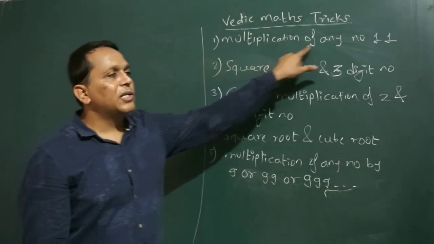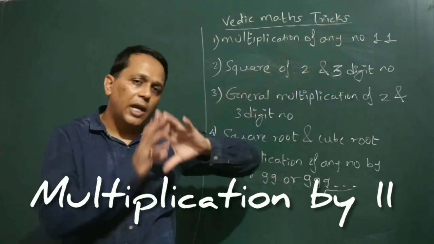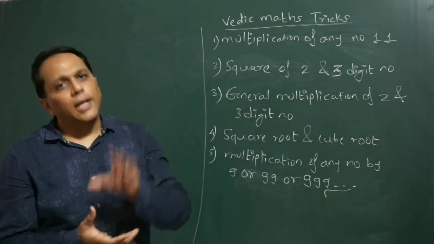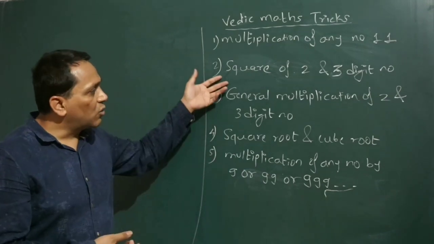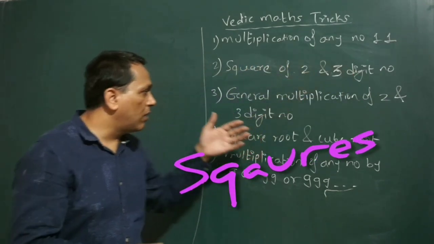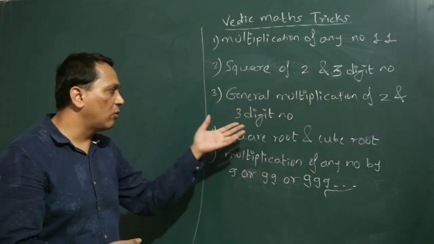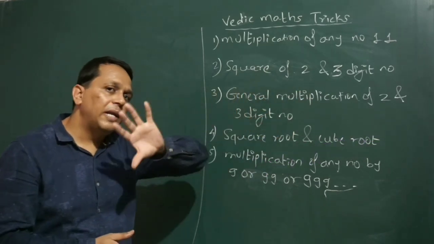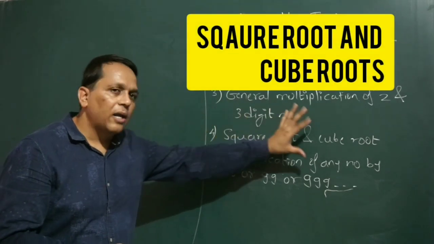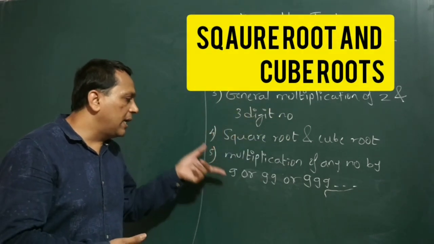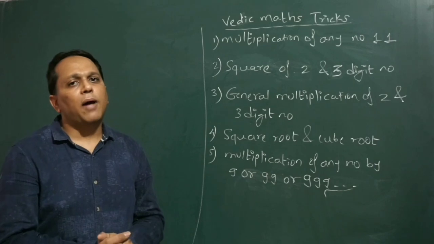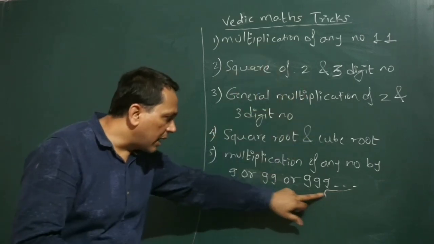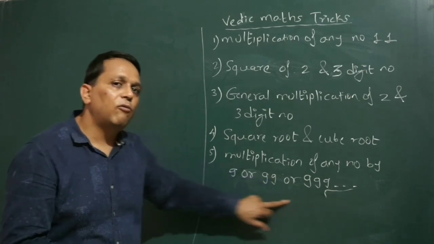First is multiplication of any number by 11, any large number by 11, we will find the answer in one line only in less than 5 seconds. Then square of 2 and 3 digit numbers, general multiplication of 2 and 3 digit numbers using Vedic maths tricks. This trick is going to be very easy. Square root and cube root, and the last is multiplication of any number by 9 or 99 or any number of 9s. This trick is also going to be very helpful for you.